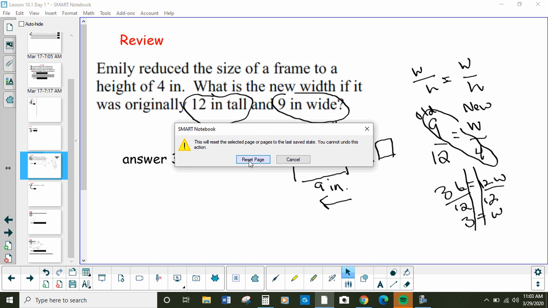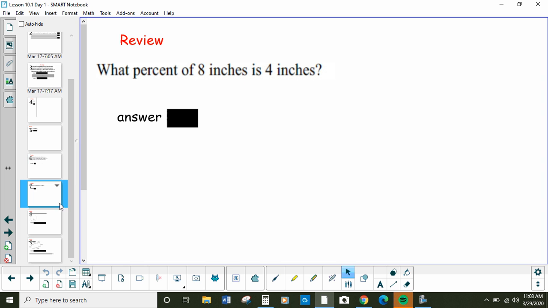That's our review problem. Here's another review problem that will be on the quiz. Pause the video now, try it. So what percent of 8 inches is 4 inches? Anytime we have a percent problem, we can use percent proportion. Percent goes over 100, and it's is over of, right? Because this is what percent of the total. 100 is total.